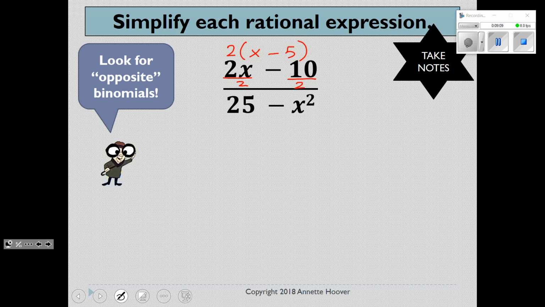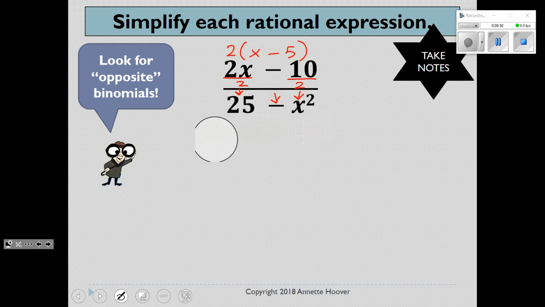Now on the bottom, we actually have the difference of 2 perfect squares, because 25 is a perfect square and x squared is a perfect square. So if we were going to factor that, the square root of 25 is 5. The square root of x squared is x. One is minus, one is plus.